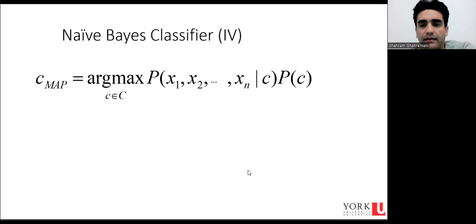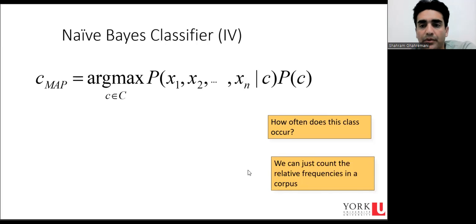So let's talk about these two pieces now. How do I compute the probability of a class? Well, really, that's just asking how often this class occurs. Are positive reviews much more common than negative reviews? Computing the probability of a class can be done just by counting relative frequencies in some corpus or dataset. So the probability of a class is relatively easy to compute.